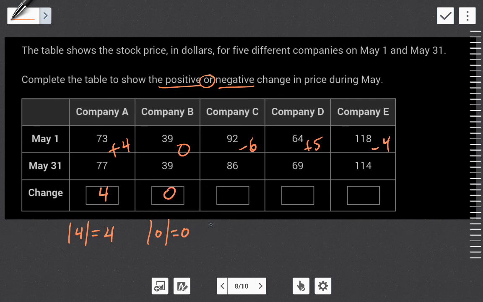Company C, we have to find the absolute value of negative 6. Negative 6 is just 6 units away from 0. So this had a change of 6. Company D, we have to find the absolute value of 5. And we know that 5 is 5 units away from 0. So we had a change of 5 units. And Company E, find the absolute value of negative 4, and we know that negative 4 is 4 units away from 0, so we had 4 units of change.